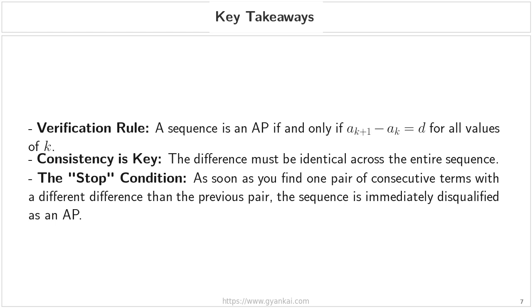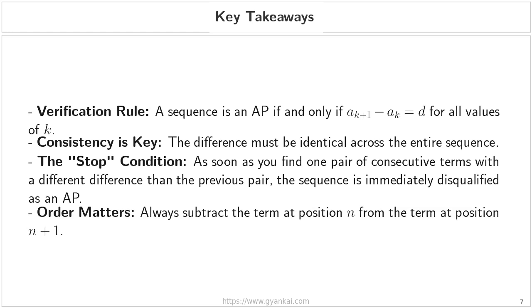This is a great time-saving tip for your exams. As soon as you find even a single pair of consecutive terms where the difference is different from the previous pair, you can stop calculating immediately. The sequence is immediately disqualified from being an AP, so there is no need to waste time checking the remaining numbers. Finally, always remember that order matters.